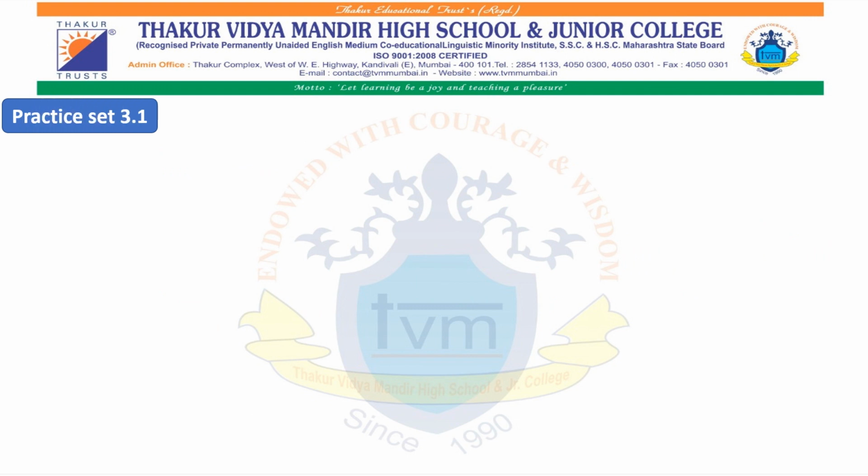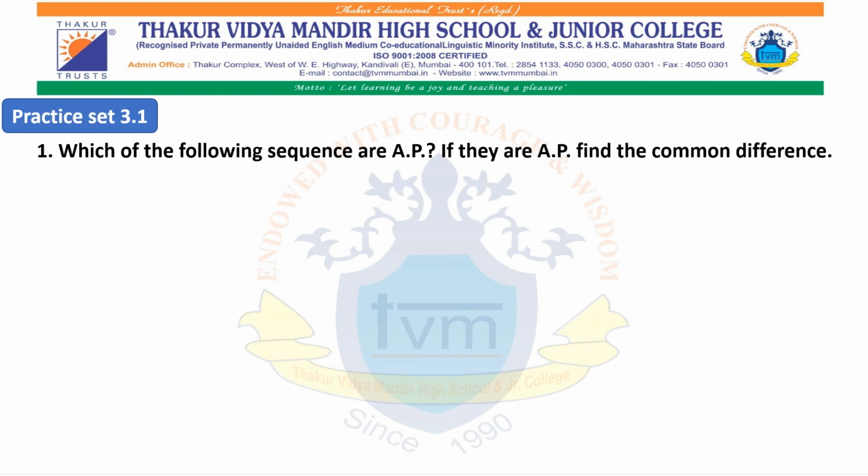Let us start solving practice set 3.1. Main question 1. Which of the following sequences are AP? Now here they are going to give a sequence. By solving we will identify which ones among them are AP. And after that they have said if they are AP, find the common difference. And if that given sequence is an AP, we also have to specify the common difference.